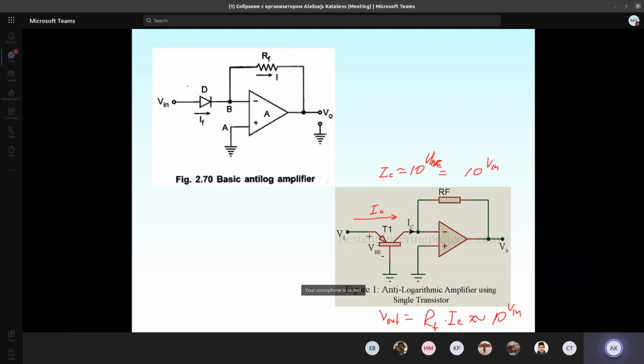Here, with the diode, we actually use the same. The direct current through the diode is approximately proportional to the exponent in the power of voltage times some coefficient. No matter what this coefficient is, generally the current through the diode is proportional to the exponential of the voltage. It means that the output voltage, which is RF times the current flowing through the diode, will be proportional to E in the power of V times some coefficient B. So I will get the anti-logarithmic amplifier.